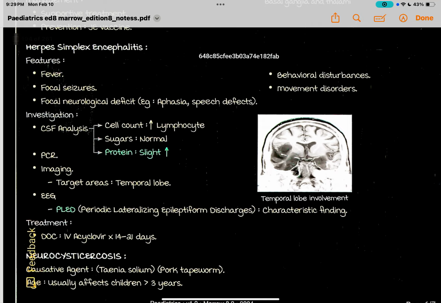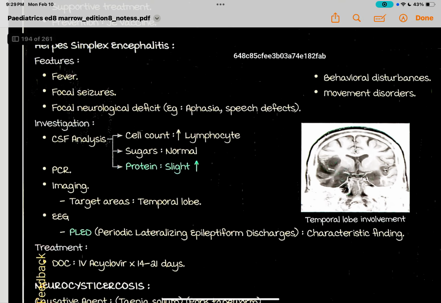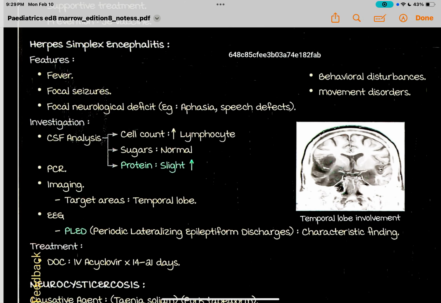So, herpes simplex encephalitis. Features: fever, focal seizures, focal neurological deficits like aphasia and speech defects, behavioral disturbances, and movement disorders. Investigation: CSF analysis, cell count increased, lymphocytes, sugar normal, protein slightly increased. PCR testing. Imaging: the target area is the temporal lobe. Here in the image they have shown temporal lobe involvement.